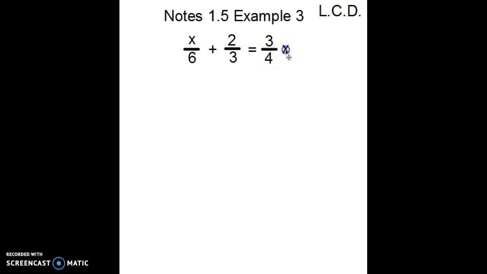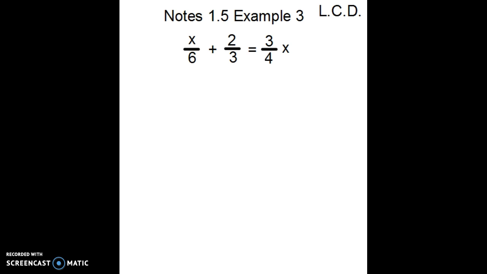Let me say now about this x. This x could be up here if you want, or we could just keep it over here on the side. In order to solve this, a nice little trick is to multiply by the LCD, and you have to think, what do all three of these denominators go into? That's going to be 12.